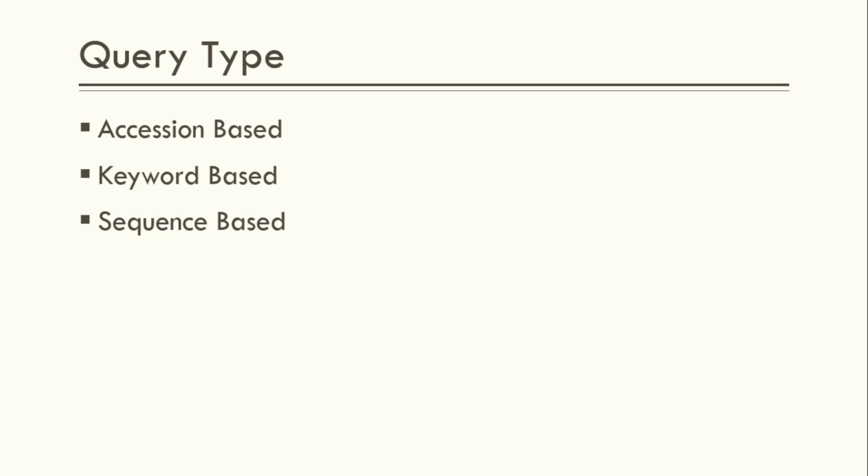Things are a bit complicated once you don't have the SSN number and you want to know about any particular gene sequence or protein sequence. Once you have only the name of the gene, that is known as keyword based searching. And once you have neither the SSN number nor a keyword, you have only a sequence, and you want to know which sequence your query sequence matches most, that query is known as sequence based.